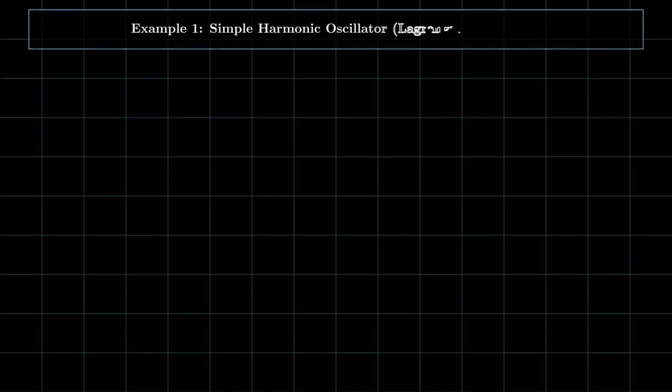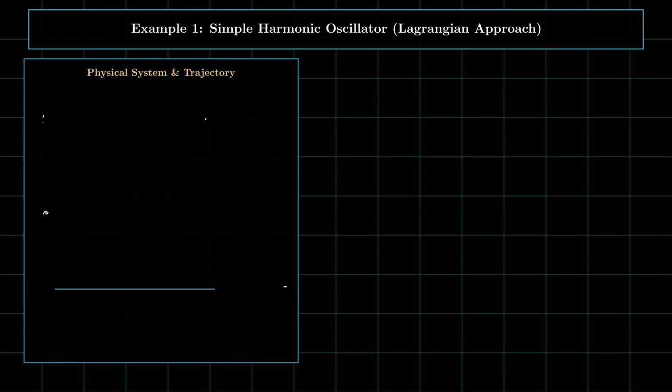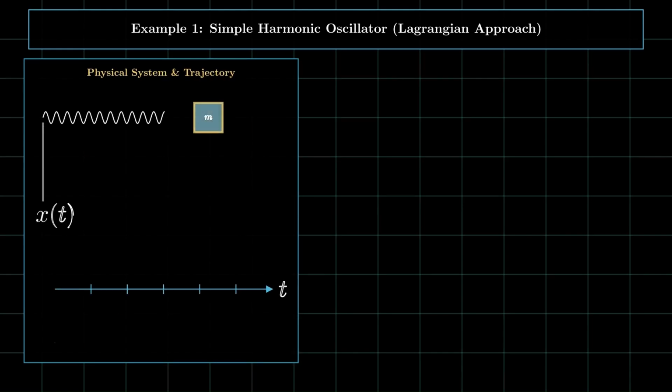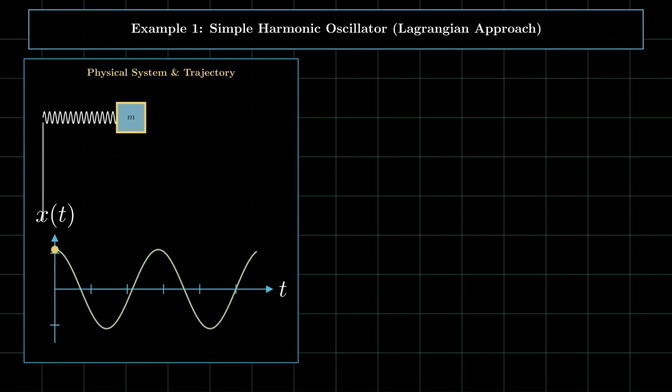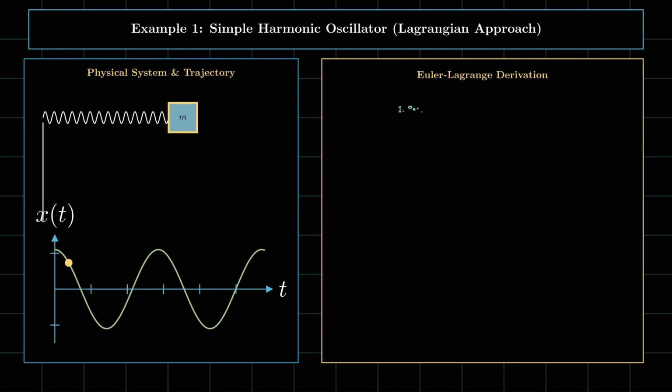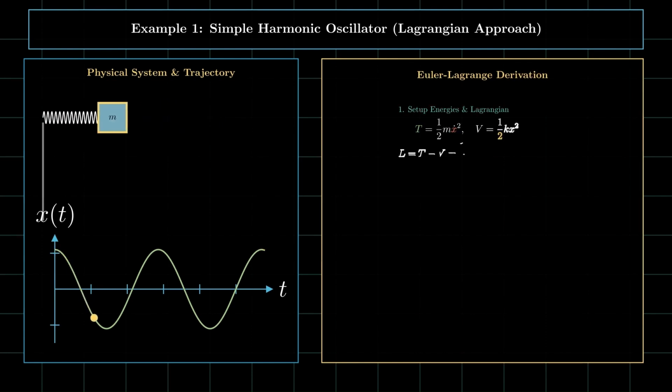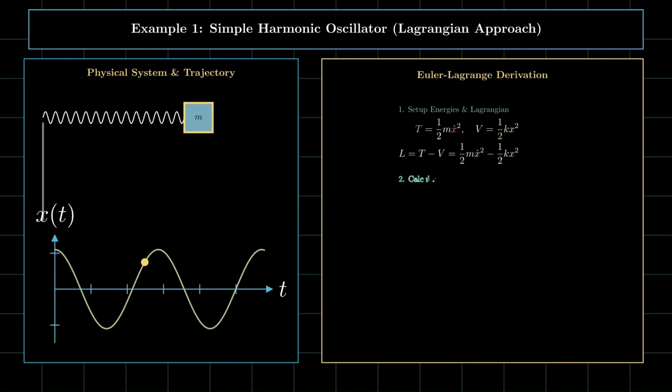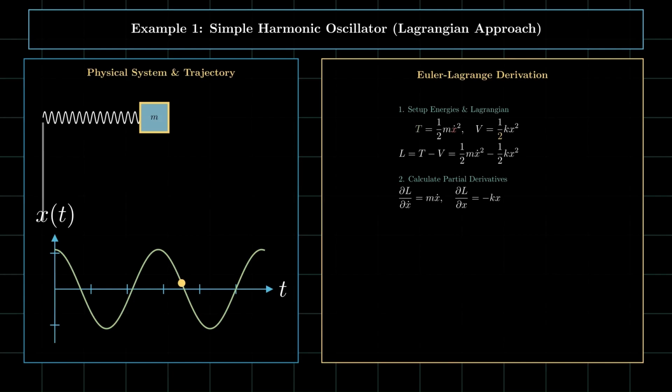1. The simple harmonic oscillator. Consider a mass m attached to a spring with spring constant k, moving along a line. Our single generalized coordinate is position x. The kinetic energy T is 1/2 m times x dot squared. The potential energy V is 1/2 k times x squared. The Lagrangian L is T minus V, which equals 1/2 m x dot squared minus 1/2 k x squared.